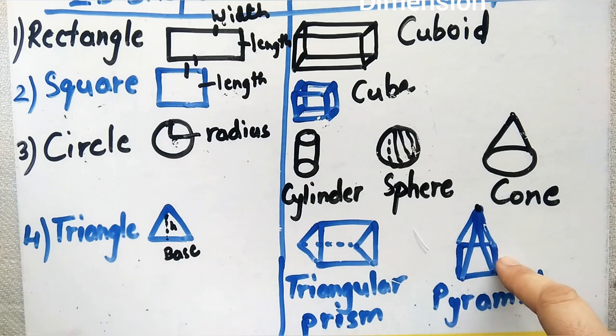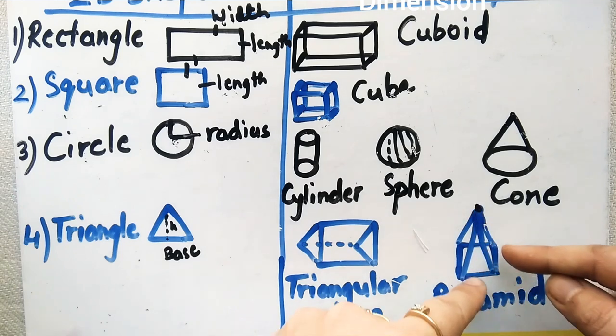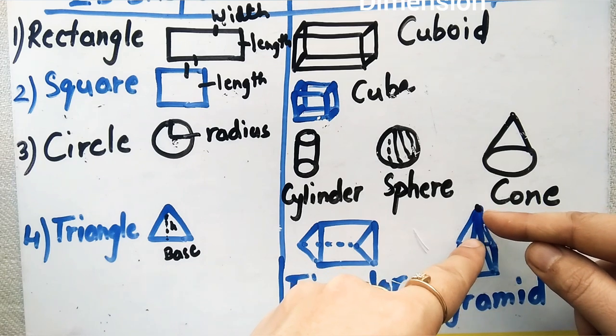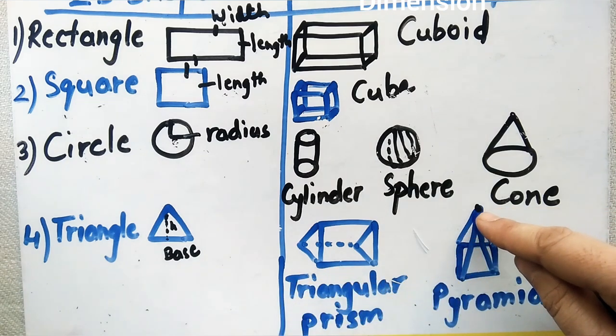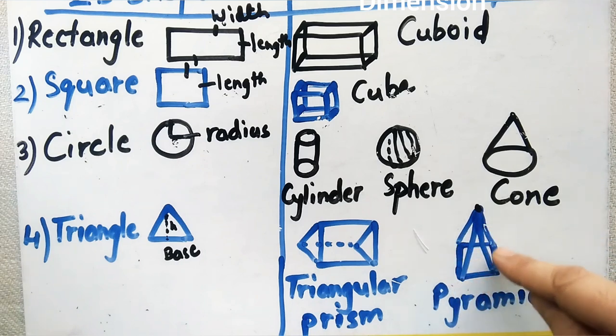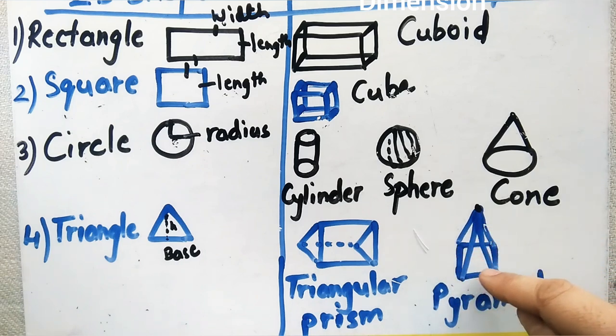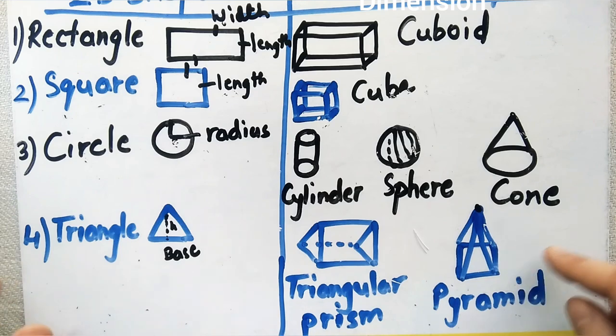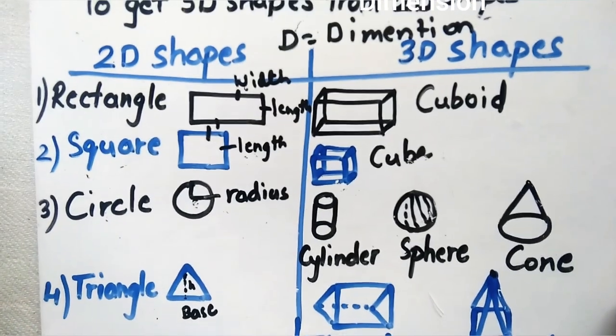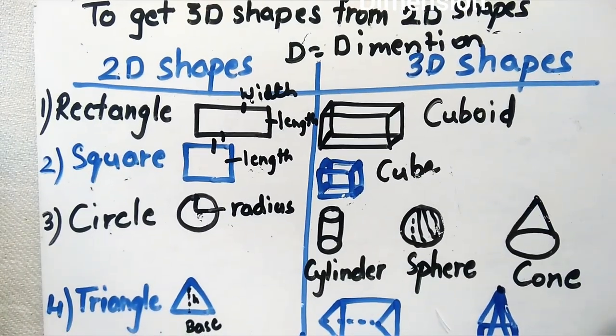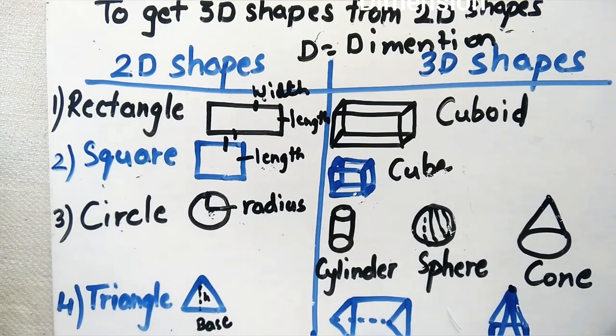When you have a square, which is a 2D shape, and 4 triangles, and you arrange them in such a way that all the corners of the triangles join at one point and the other sides join at the square or rectangle, then it is called a pyramid. So now you can see how we can make so many 3D shapes out of 2D shapes.